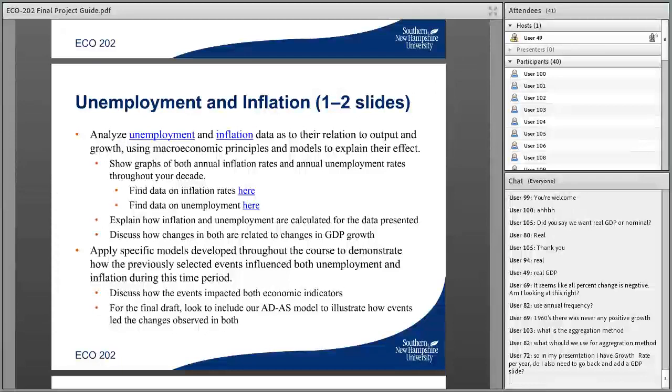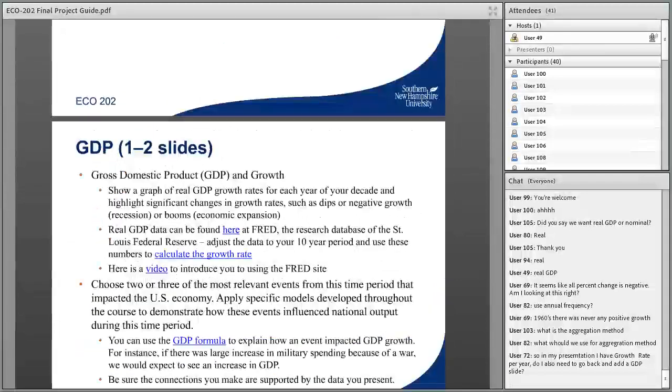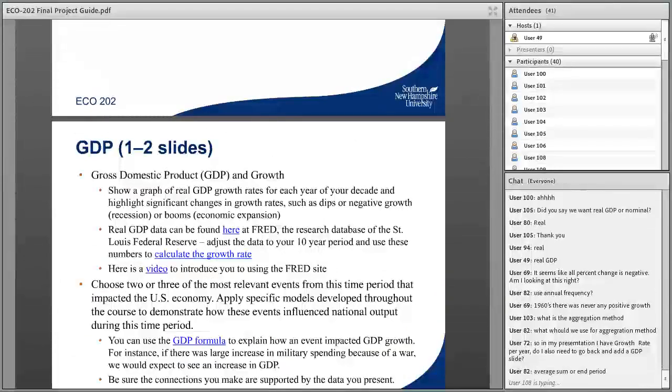I'm going to take the last couple of questions. So in my presentation, I have growth rate per year. Do I also need to go back and add a GDP slide? You still want to show, if you show the growth rates, you are good. But you also want to show some real GDP data, so you can either show it in the form of a table, if you don't want to have two graphs, but you really want to associate the real GDP data to the growth data to show it.